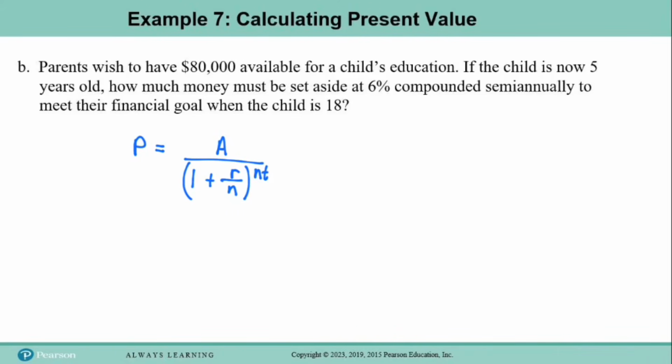And let's go ahead and get the values that we know from the problem. We know that the future value needs to be 80,000, so A equals 80,000. We know that the interest rate is 6%, so in decimal form that's 0.06. And the interest is compounded semi-annually, so that means it's compounded twice a year, so N equals 2. And now for the time, the child is already 5 years old, and we're going to need the money when they turn 18. So 18 minus 5 means we can leave the money invested for 13 years.